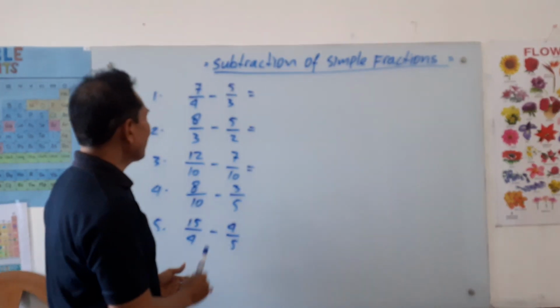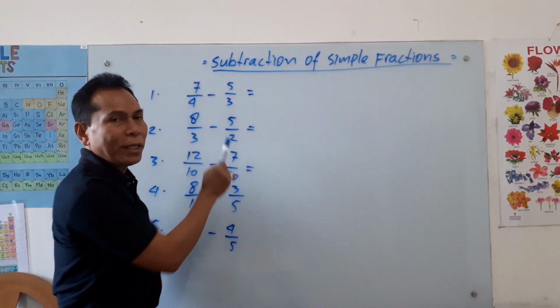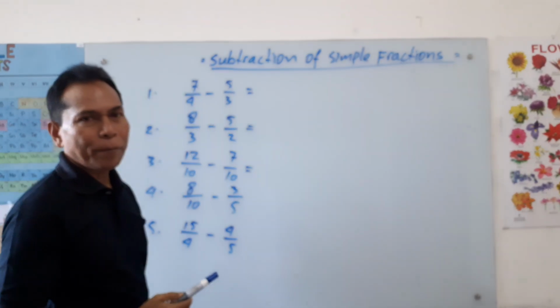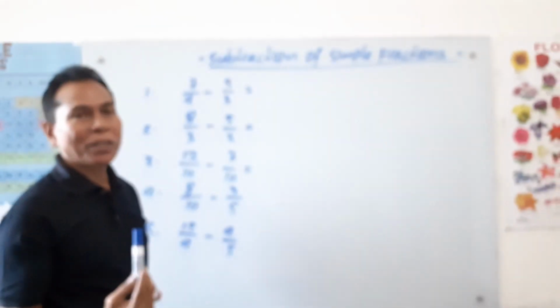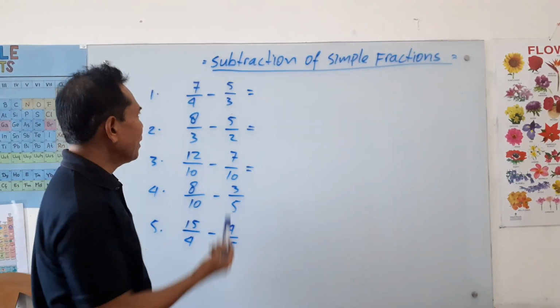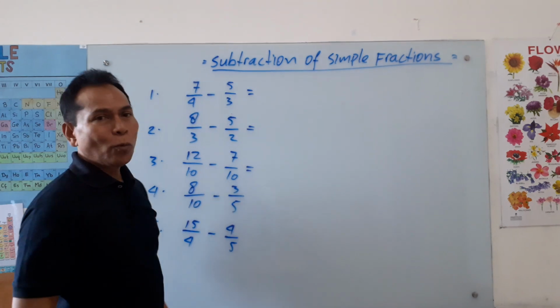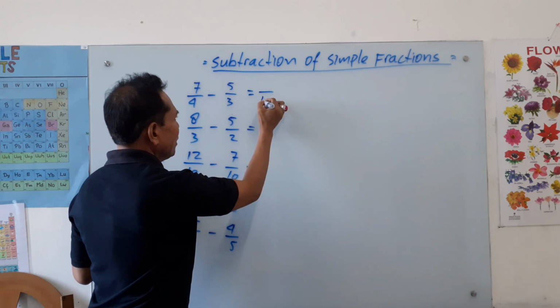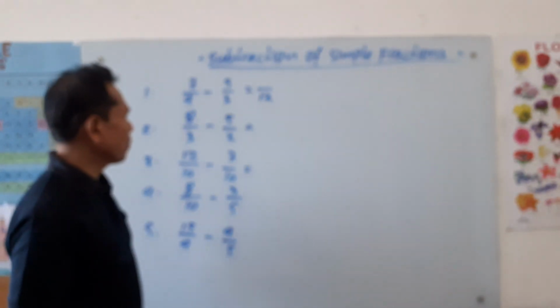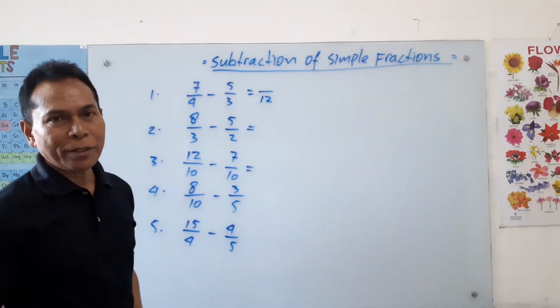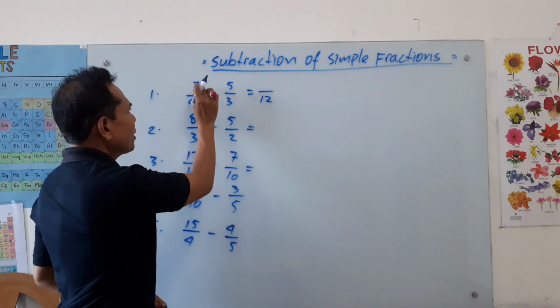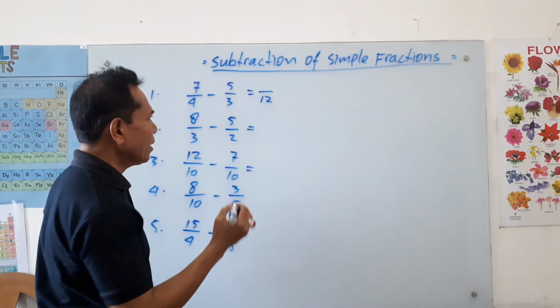Let's look at how we work this out. First of all, we take these denominators. We have two different denominators here, 4 and 3. Because they are different, we need to make them the same before we subtract them. So we multiply them: 4 times 3 is 12. So 12 is your new denominator. Now what's next? We take 3, we multiply with 7. So 3 times 7 is 21.